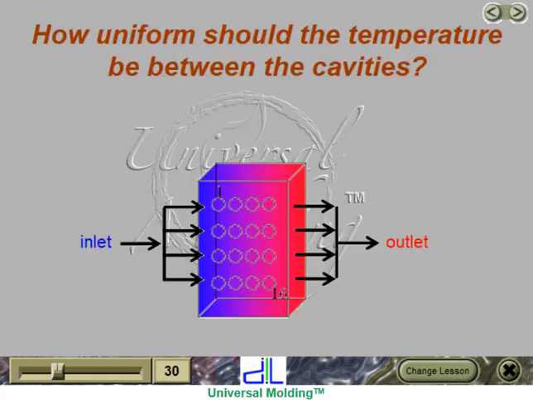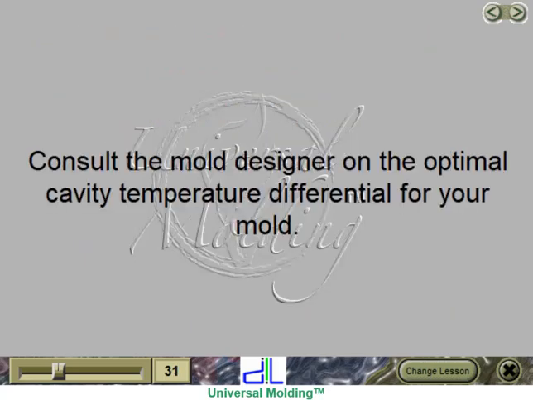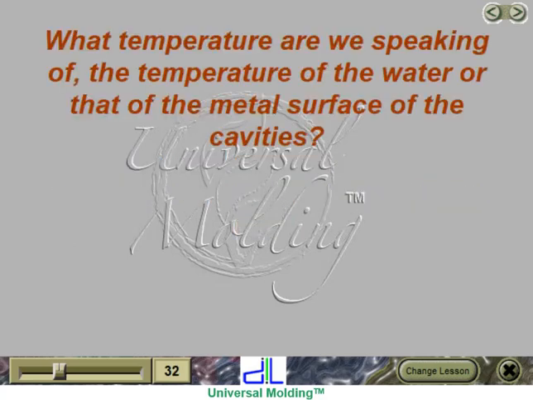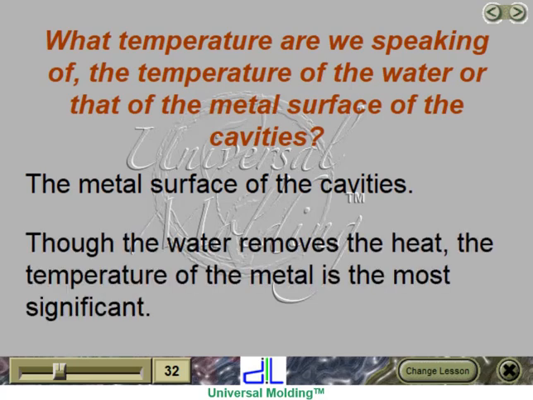How uniform should the temperature be between the cavities? There should be less than 2 degrees centigrade or 4 degrees Fahrenheit difference between cavities. Consult the mold designer on the optimal cavity temperature differential for your mold. What temperature are we speaking of? The temperature of the water or that of the metal surface of the cavities? The metal surface of the cavities. Though the water removes the heat, the temperature of the metal is the most significant.